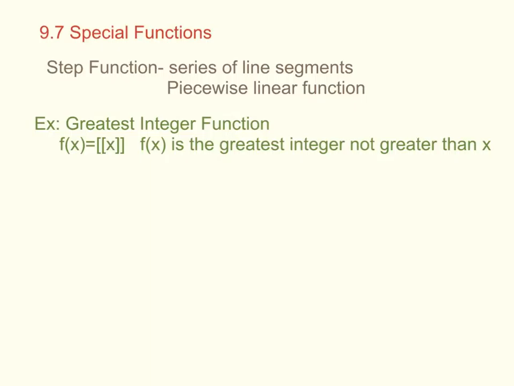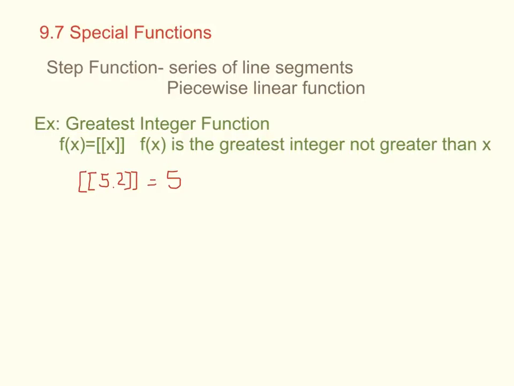So the notation is f of x equals, it looks like some double brackets here. What that means is that it's the biggest integer not greater than x. So here's an example of this one. If I wanted to find the greatest integer function of 5.2, it means I want the whole number that's not bigger than 5.2. So 5.2 is in between 5 and 6, but it can't be bigger than 5.2. So this one would be 5.